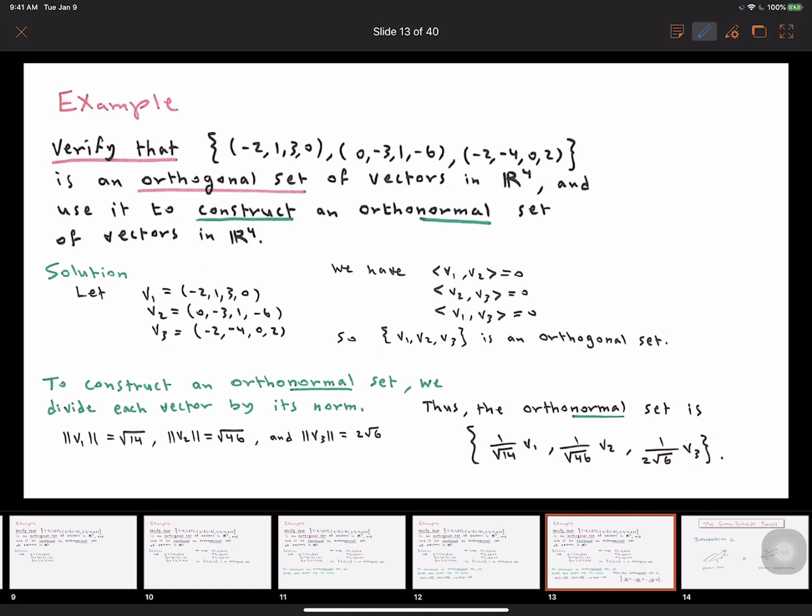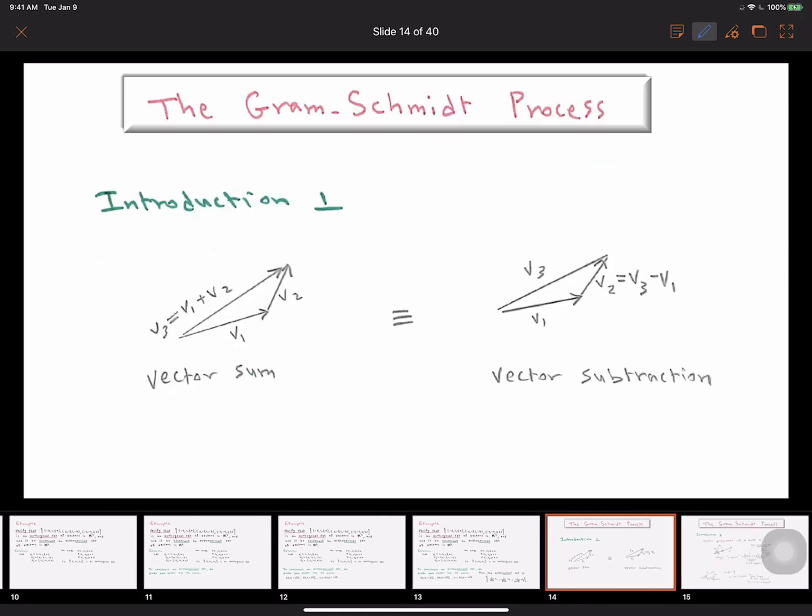We do what's called the Gram-Schmidt, if I'm saying it right, Schmidt process. Let me give you some introduction. Before that, introduction number 1.